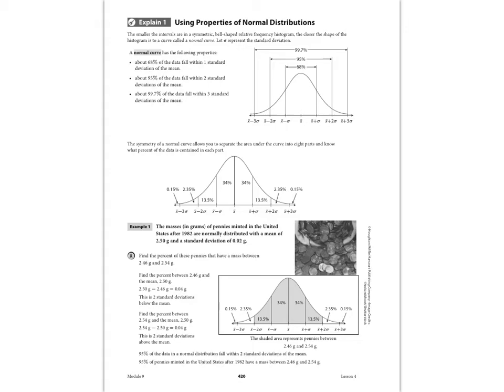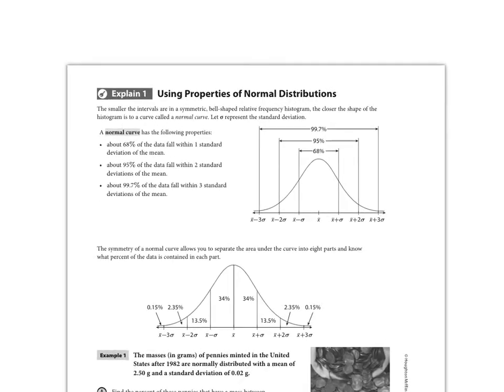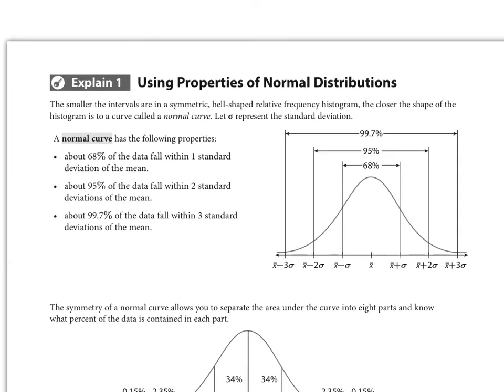On page 420, you're going to see this bell-shaped curve near the top, and they call this a normal curve. The problem is going to tell us that the data fits a normal curve or a normal distribution, or that it's symmetric. All of those words I mentioned earlier, you'll see up at the top: symmetric, bell-shaped, normal curve, normal distribution. They all mean the same thing.